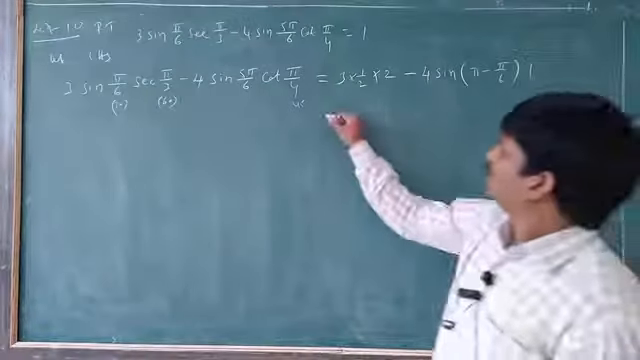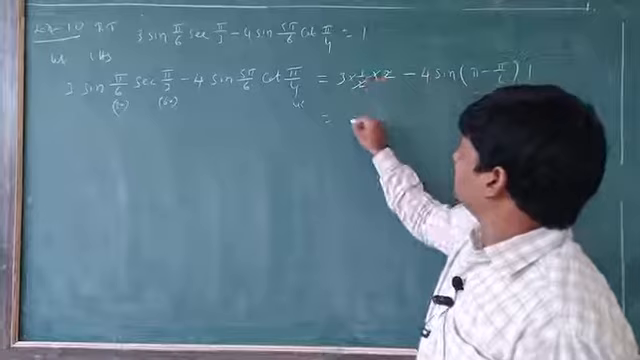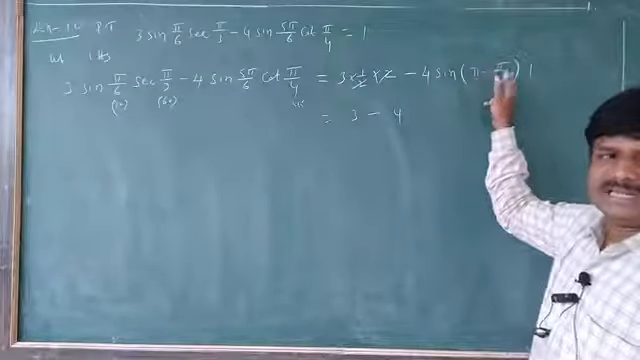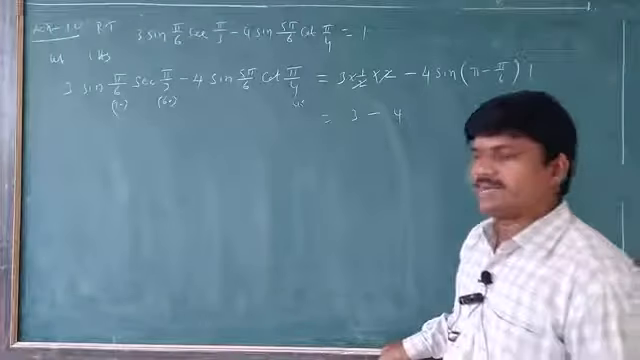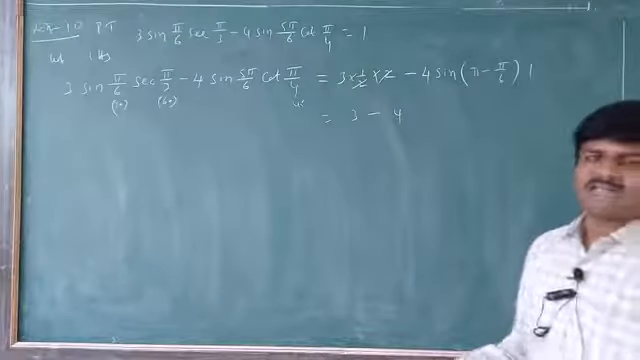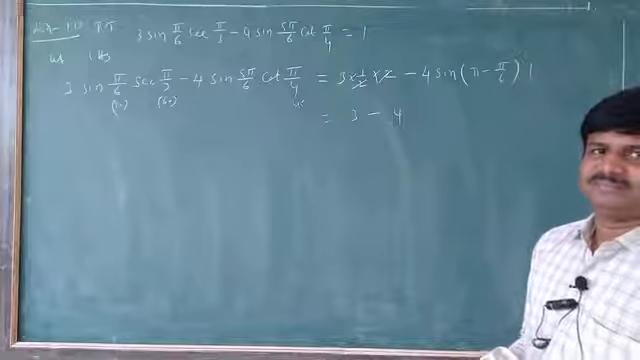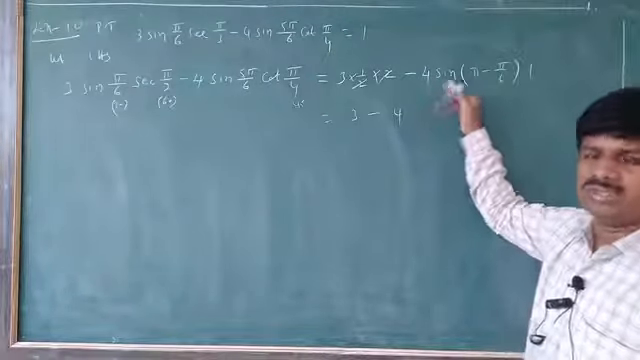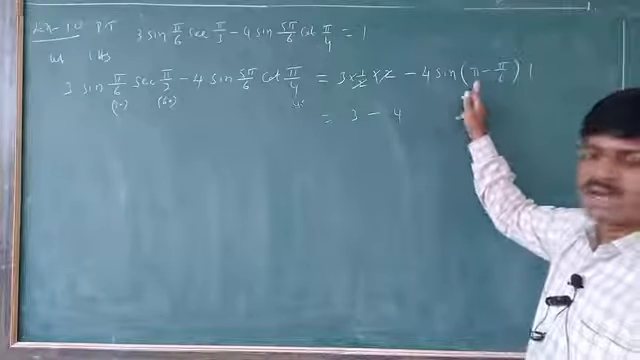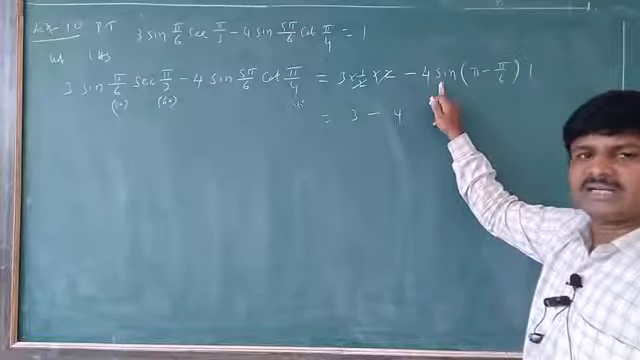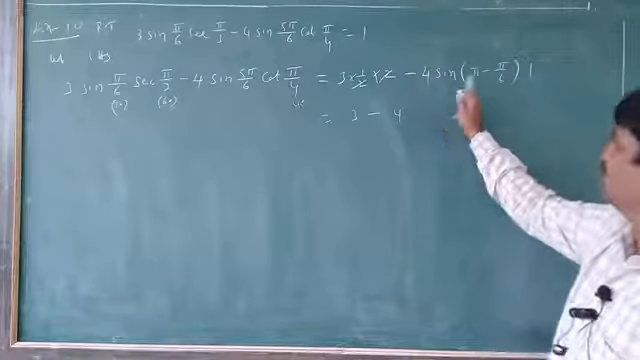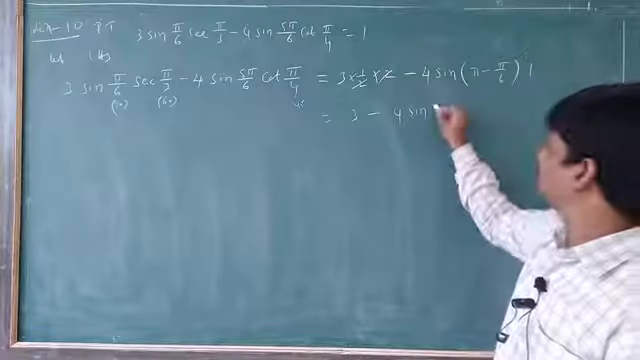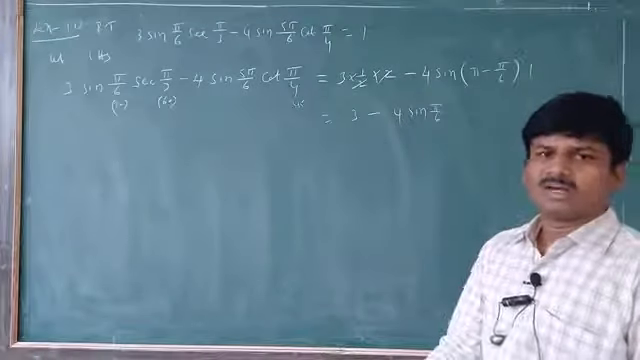Now here the 2 gets cancelled. This value is 3 minus 4 into sin of 180 minus theta. 180 minus theta means which quadrant is it? Second quadrant. In the second quadrant sin is positive, so this value will be positive. Since it is 180, the trigonometric function does not change, so sin remains sin. Sin theta means here pi by 6. Clear? Yes.